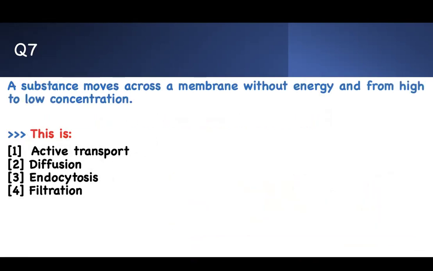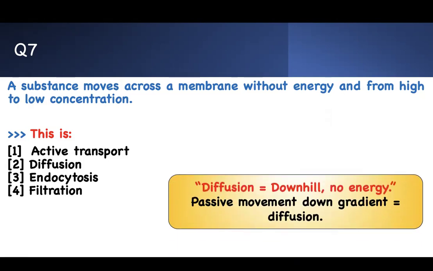A substance moves across a cell without energy and from high to low. There is no energy. That's the buzzword. Therefore, don't pick an answer that deals with energy. Active transport means active energy, right? Therefore, that is gone. Endocytosis, some form of energy, but most of the time, no energy. But what is the problem? From concentration of higher to the lower, then downgoing. Downgoing is diffusion. Diffusion, downhill, no energy. Downhill, no energy. So passive movement down gradient is diffusion.